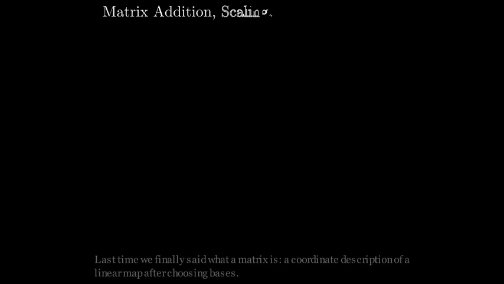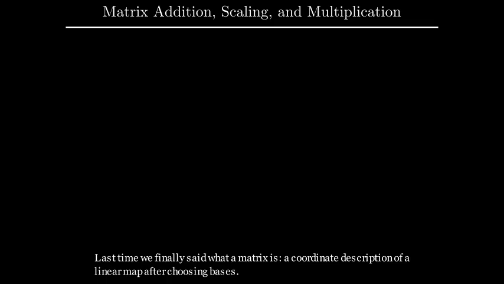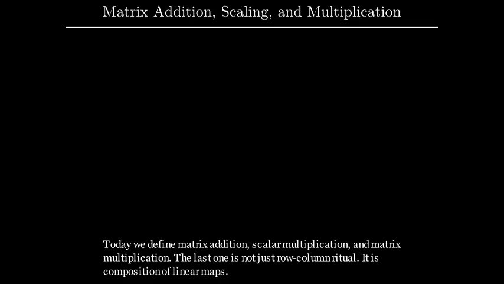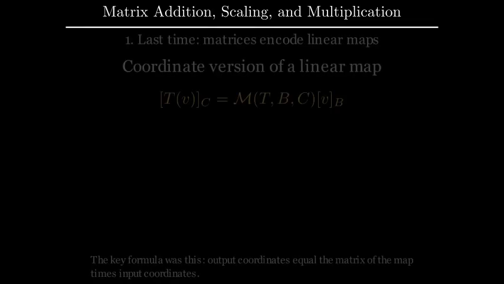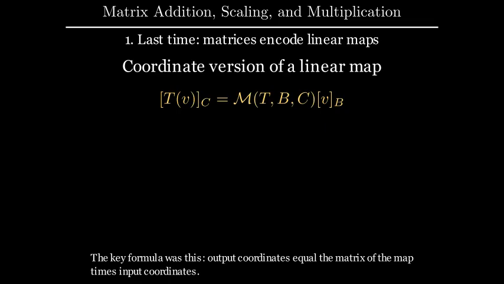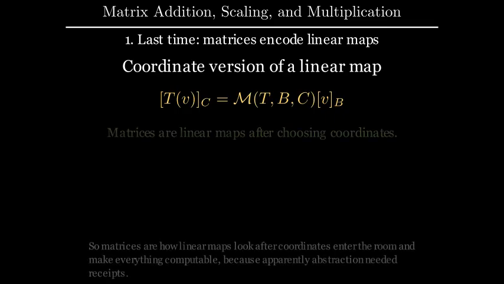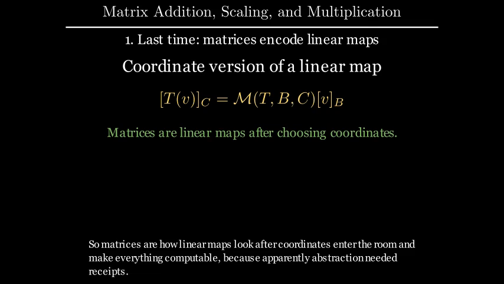Last time we finally said what a matrix is. A coordinate description of a linear map after choosing bases. Today we define matrix addition, scalar multiplication, and matrix multiplication. The last one is not just row-column ritual. It is composition of linear maps. The key formula was this: output coordinates equal the matrix of the map times input coordinates. So matrices are how linear maps look after coordinates enter the room and make everything computable. Because apparently abstraction needed receipts.